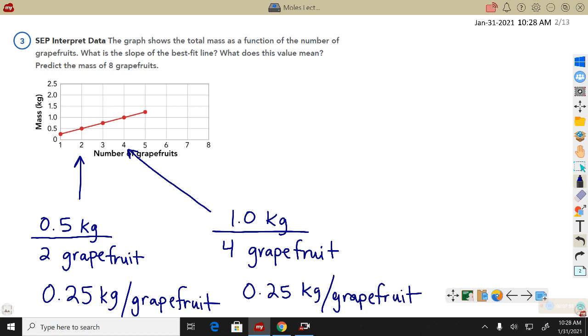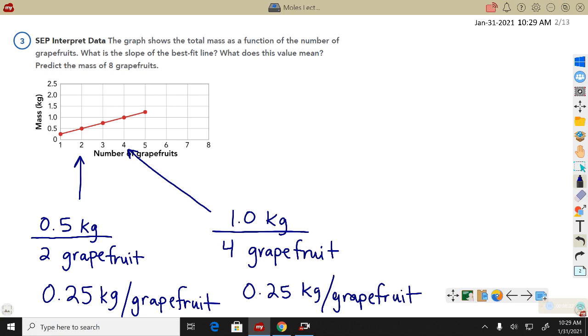What does this mean? Well, that's where we can look at the units. Kilograms per grapefruit. That's the mass of 1 grapefruit, right? And it should be constant. I mean, obviously grapefruits can really come in different sizes, but here we're saying that all the grapefruit are approximately 0.25 kilograms each. That's what the value means. It gives me the mass of 1 grapefruit.